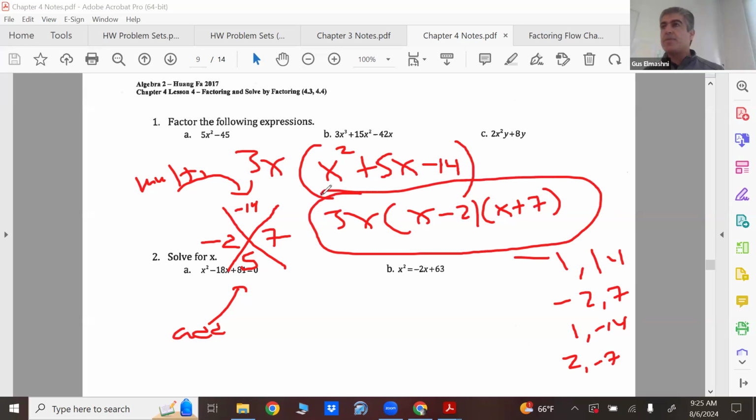Now, if I were to multiply this out, I would get back to the original expression, right? Because that's the whole point of factoring. It's the opposite of multiplication. Like if I were to FOIL this, right? x times x, x times 7, negative 2 times x, negative 2 times 7. If I multiply all that out, and then distribute the 3x, I'll get back to what I originally had.